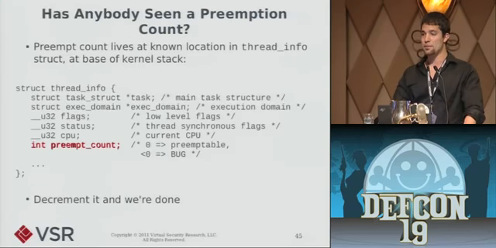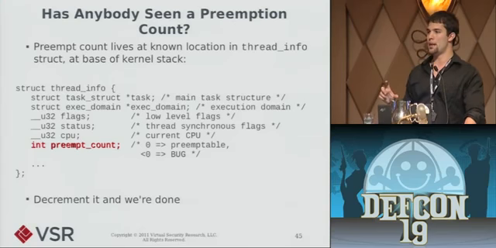It's really easy to find the preemption count. It just lives in this thread info structure, which is at the base of whatever process it is's kernel stack. So all we need to do is, we know where the soft-IRQ stack is, we just find the base of it, and then this variable is at a known offset from that base, and we just decrement it appropriately, and that's all we need to do.